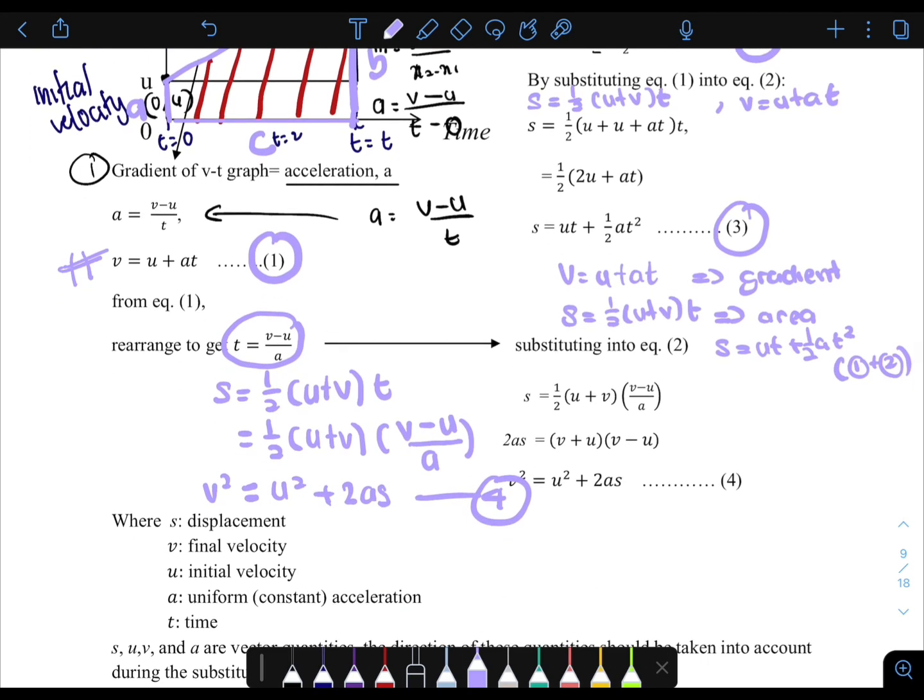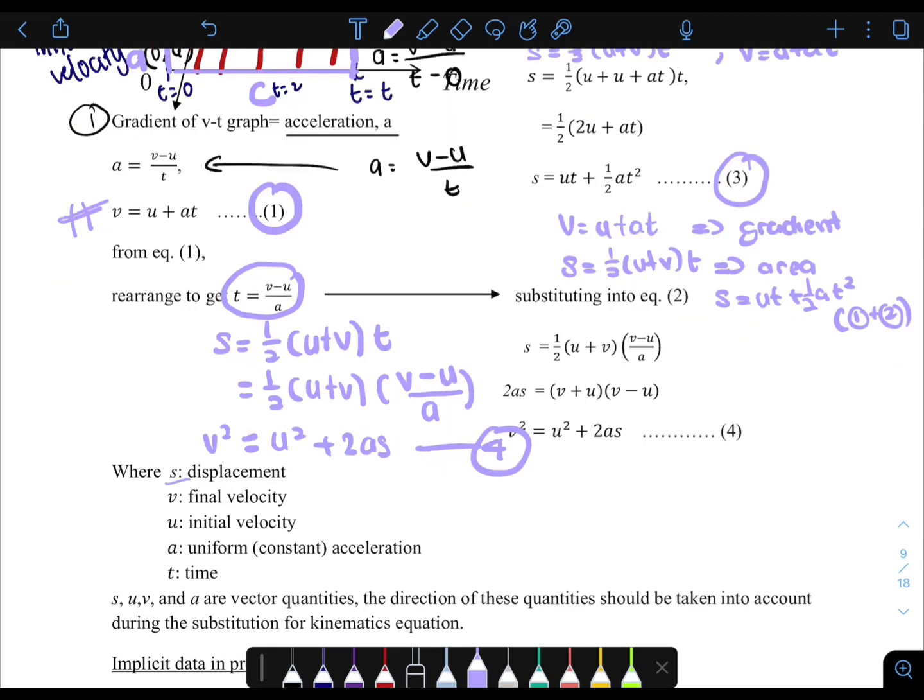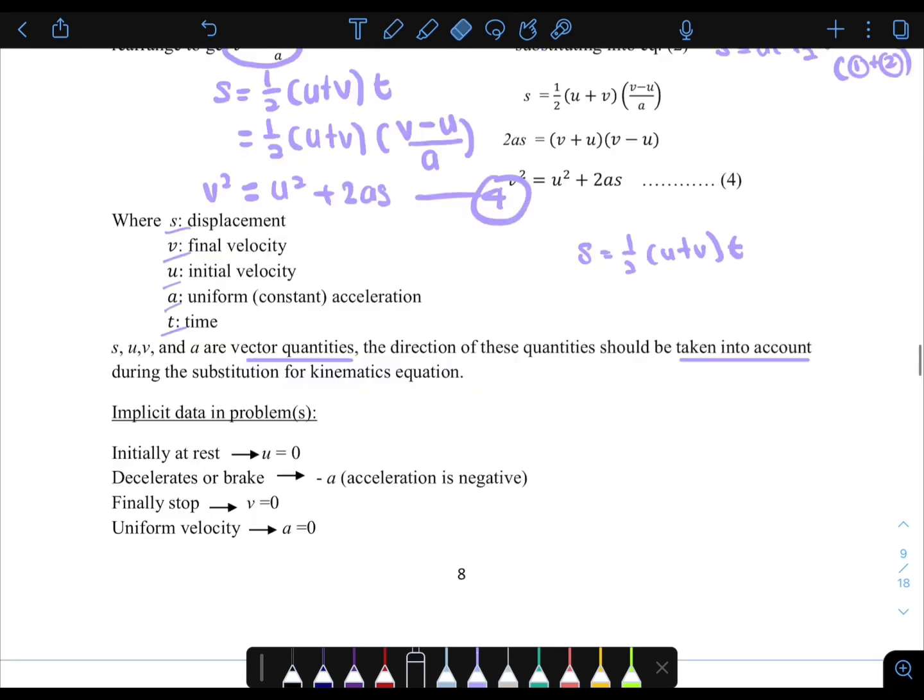Alright. So the terms that we have used here are S for displacement, V final velocity, U initial velocity, A acceleration, and T is the time. We are aware of all these terms because we have used them throughout. All these terms, S, U, V, and A, are vector quantities. The direction of these quantities should be taken into account during the substitution into the kinematics equations.